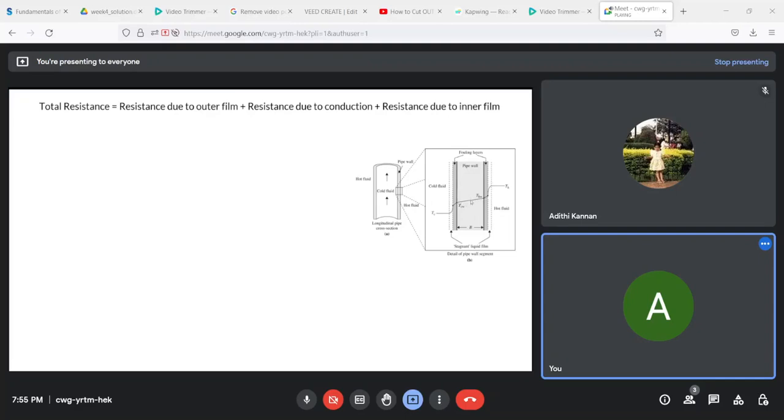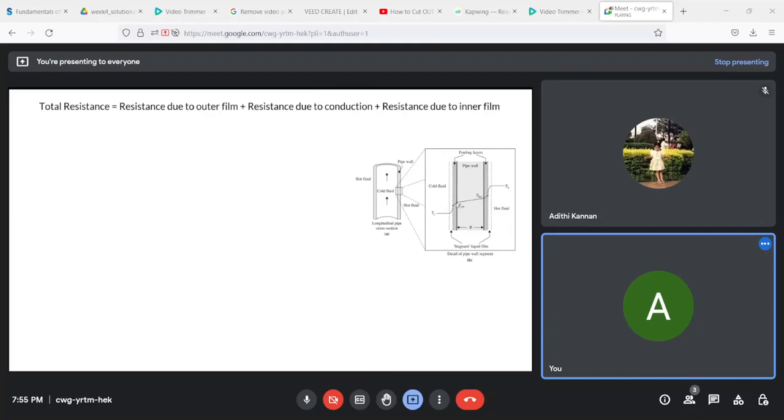This conduction is the second process, where your heat is transferred from the outside of the pipe to the inside of the pipe. So there is also resistance in this process as well. So this corresponds to the resistance due to conduction. And the third process is also convection, where heat is transferred from the innermost layer of the pipe into the bulk fluid of the feed.